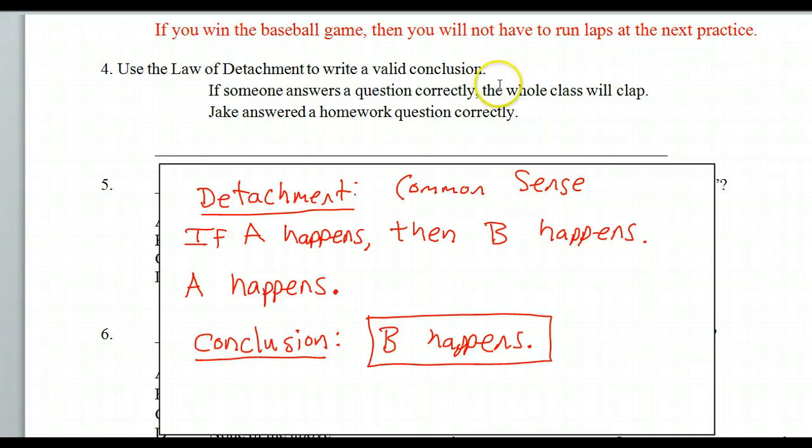Hopefully you thought the whole class will clap. We just said if someone answers a question correctly, the whole class will clap. Well, guess what? Someone answered a question correctly. So guess what? The whole class will clap.